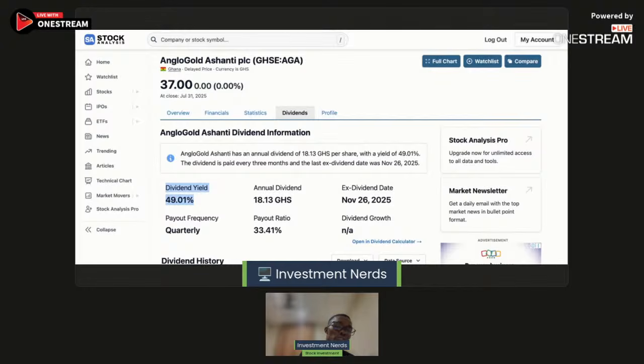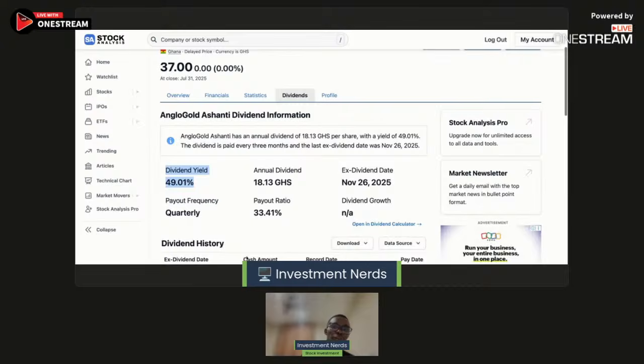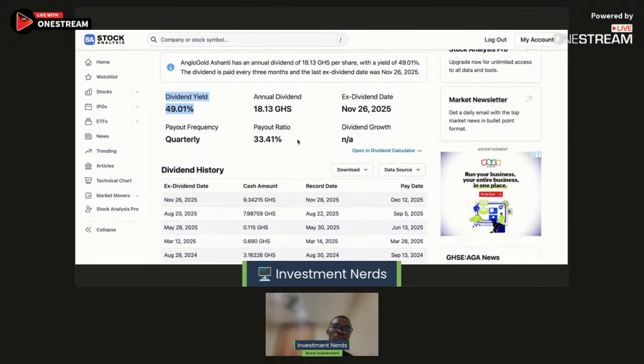Please, if you are following, put gains in the comment. It means that if you are investing in a company like Anglo Gold Ashanti, your main aim is not the capital gain. Your aim is actually the dividend. Because if you look at it, the dividend yield is very high. Their price doesn't increase a lot, but they pay the most dividend. And you see the payout ratio. Look at their payout ratio, 33%.